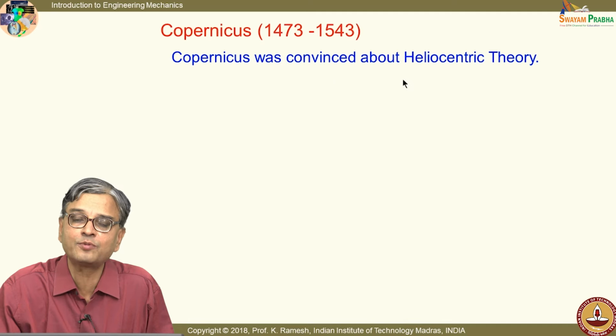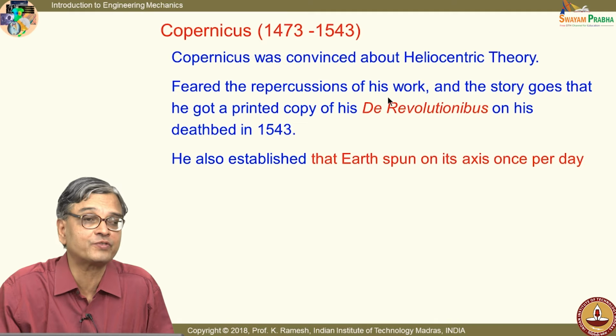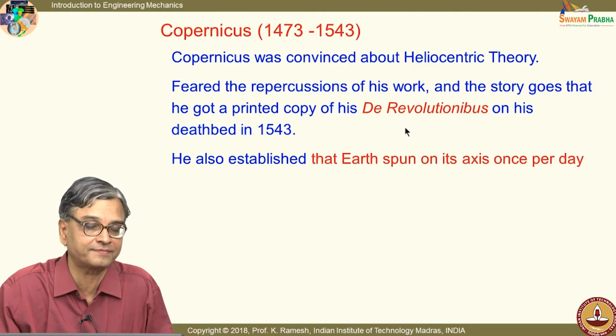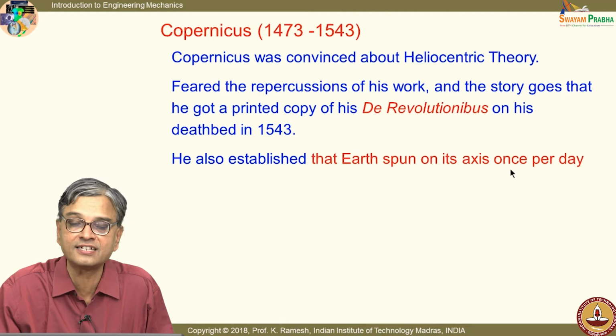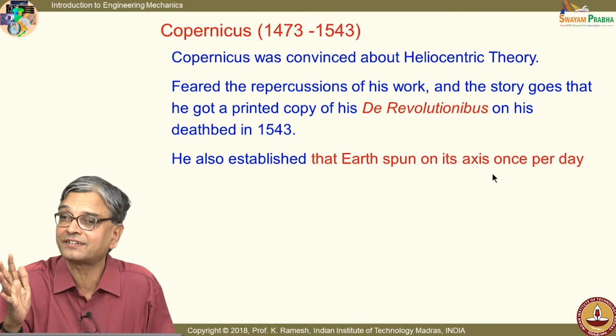He was convinced about the heliocentric theory, but very afraid of the repercussions of his work. And the story goes that he got a printed copy of his De Revolutionibus on his deathbed in 1543. And he also established that Earth spun on its axis once per day. Until then, people did not have that idea.